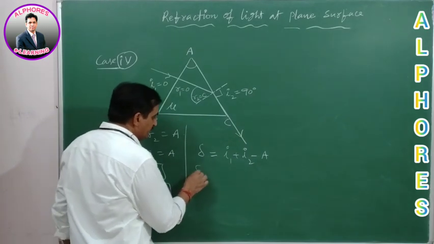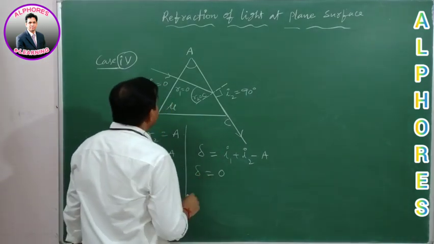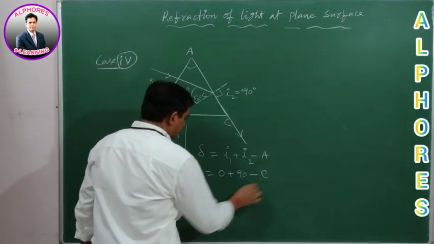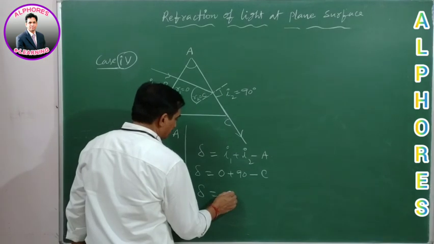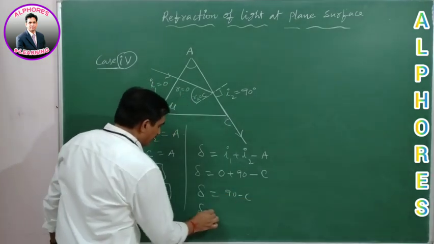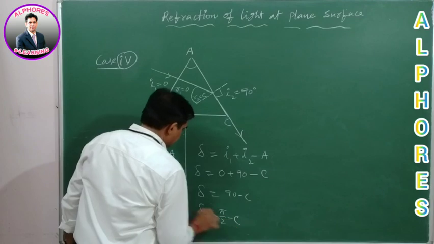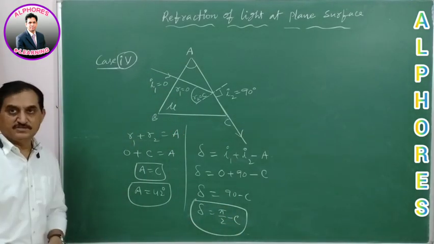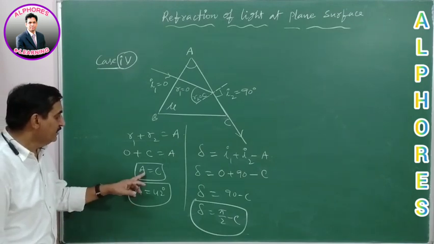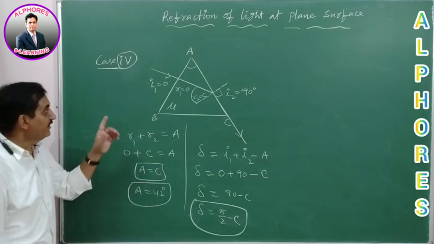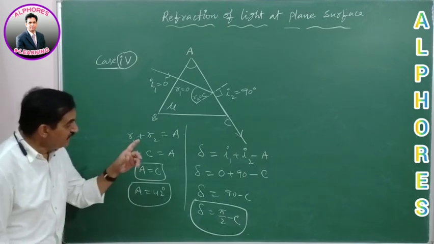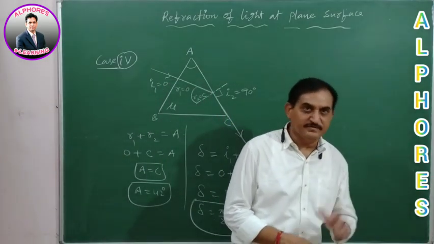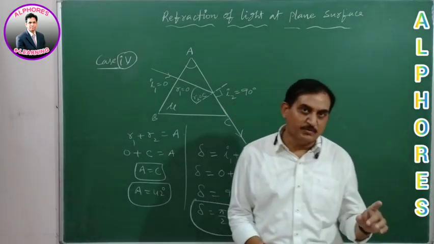Right, from this, deviation is equal to I1 is 0, I2 plus 90 degrees minus A is equal to C. Therefore, deviation suffered equals 90 minus C, or delta equals pi by 2 minus C. This is the deviation suffered by the light in this case. So critical angle and angle of prism are both equal for normal incidence at the first face, and finally the emergent ray is grazing the second refractive surface. Let us move on to the problem.